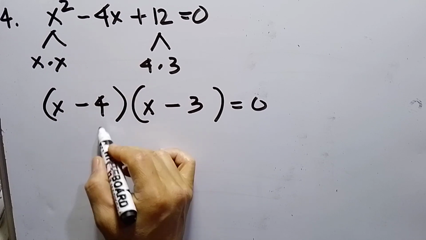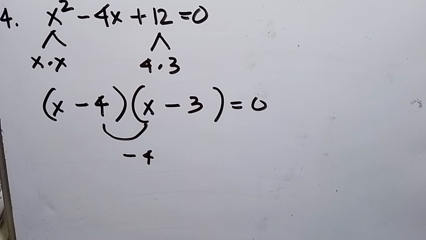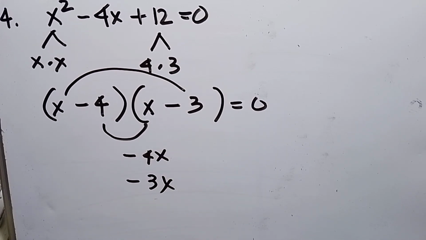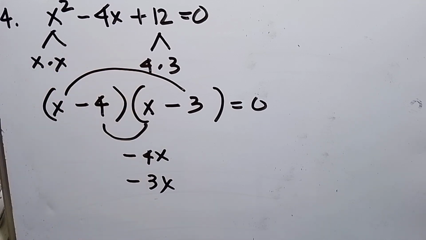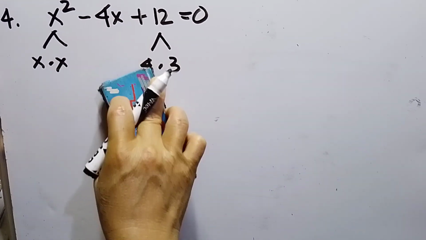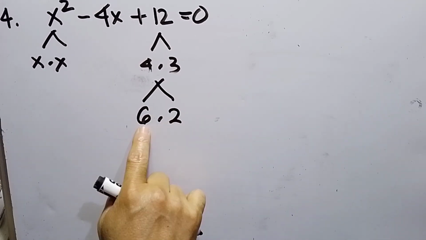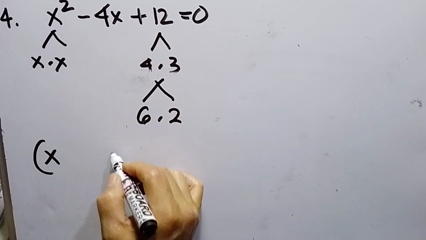Check if the middle term is correct. Negative 4x. And then this one is negative 3x. We didn't come out with the middle term. So we'll find other factors. So let's try 6 and 2. We know that 6 times 2 is 12. So try this one.